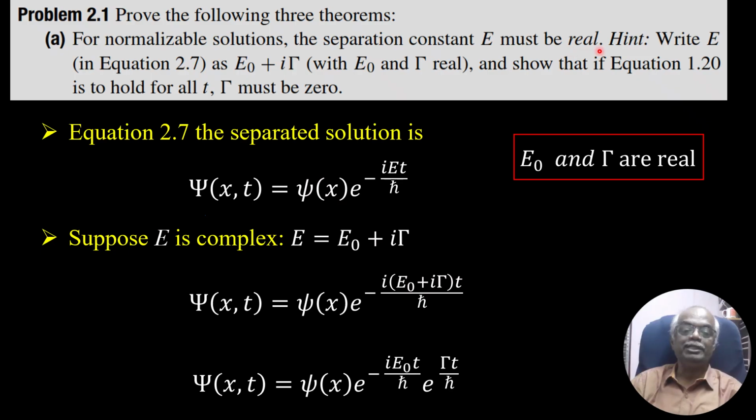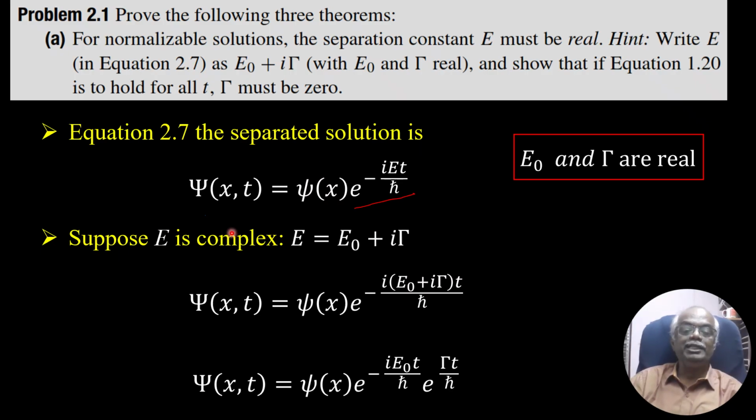That is the first theorem. That is, if you want to normalize a wave function, E must be a real one. So, from equation 2.7, the separated solution is psi of x and t is equal to psi of x e power minus i E t over h cross. This is the time dependent wave function, and the first one is the spatial dependent wave function.